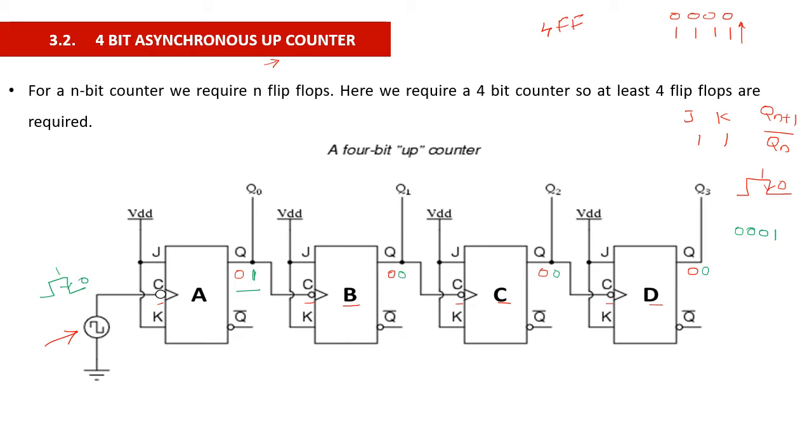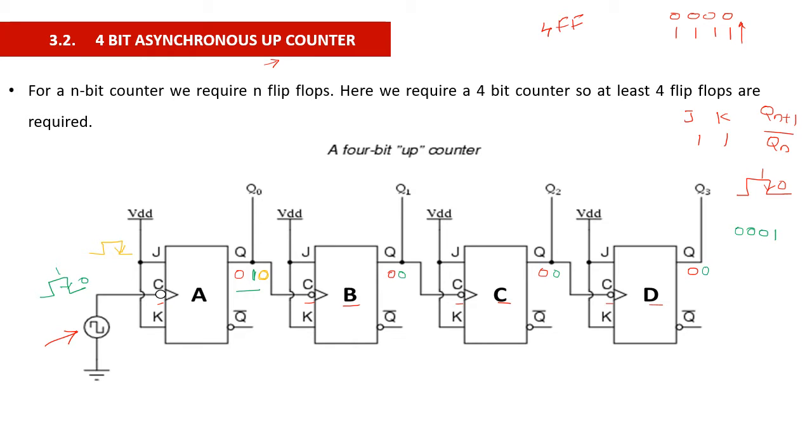Now we apply the next clock pulse. When the next clock pulse comes, at the negative edge of the next clock, the flip-flop A will change its state from 1 to 0.